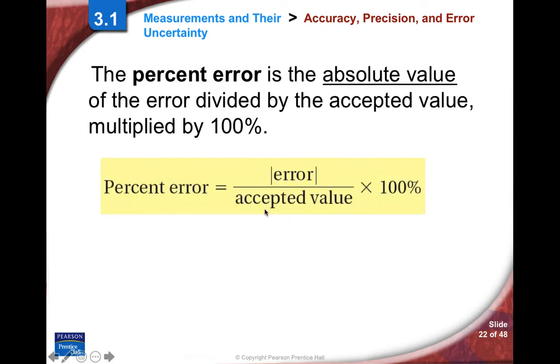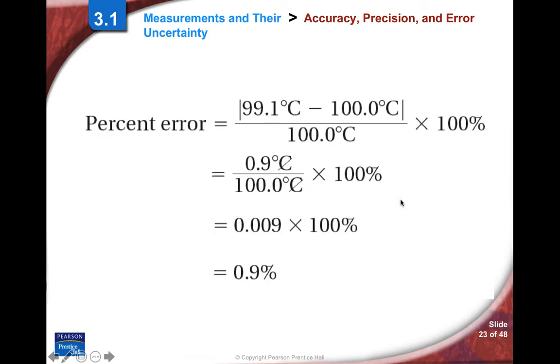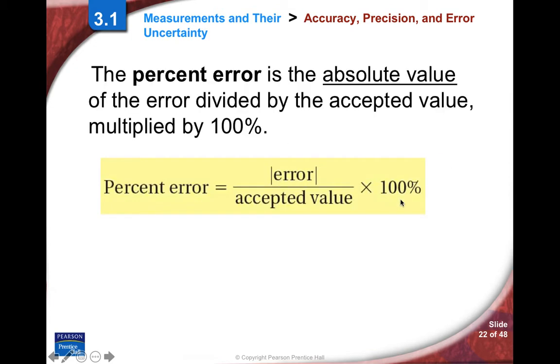The percent error is super easy to calculate. It's just like all percentages. It's the absolute value of the error, so we don't worry about plus or minus. The whole, the total, the correct accepted value goes in the denominator. And then you just multiply by 100 like you do in normal percent calculations.